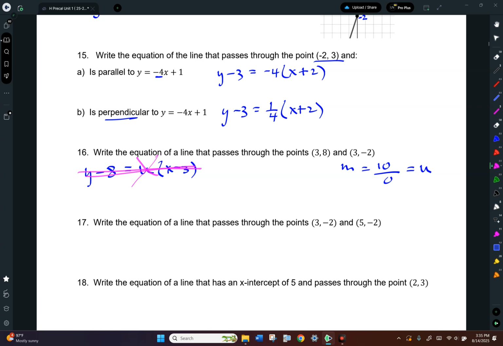So what am I supposed to do? Well, if it's an undefined slope, doesn't that mean it's a vertical line? And if it's a vertical line, doesn't that mean the equation is going to be x equals some number? Well, look at both of those points. Doesn't matter which point you pick, doesn't x always equal 3? So the equation of that line is x equals 3.